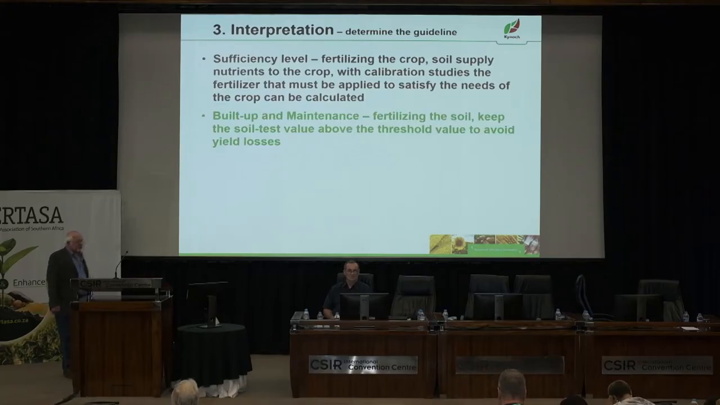The second one is the build-up and maintenance concept or philosophy. There you're fertilizing the soil. Keep the soil test value above the threshold value to avoid any yield losses. So what you will see normally, the agronomist will prefer the sufficiency level and the soil scientist will go for the build-up and maintenance. Because they say if you look after the soil, look after the crop.